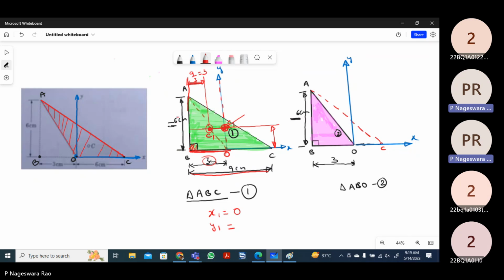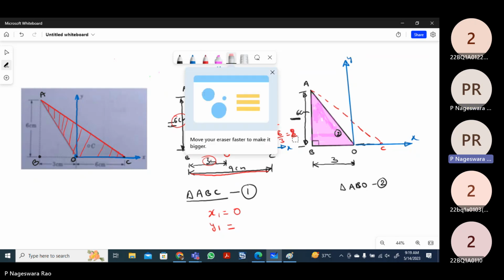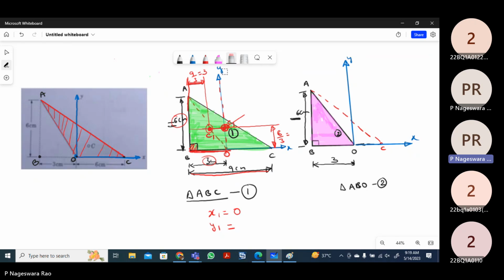What is this? In this direction, the total length is 6 centimeters. So 6 by 3 means 2. That means the y1 coordinate is 2, and the x1 coordinate is 0 and the y1 coordinate is 2.